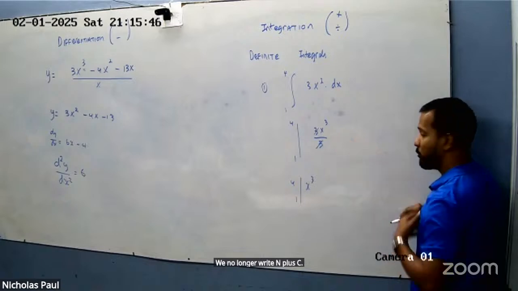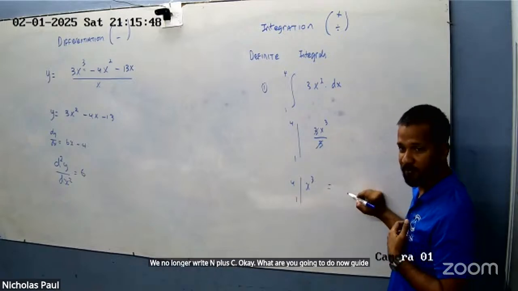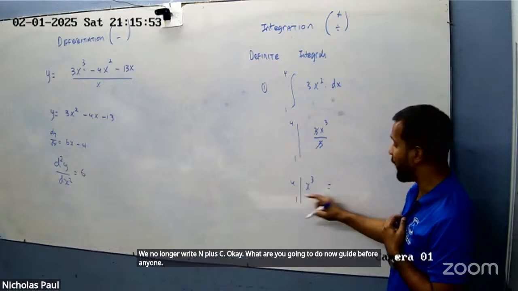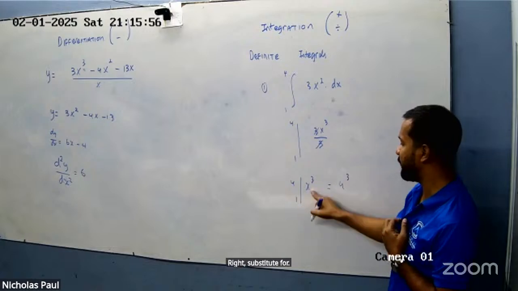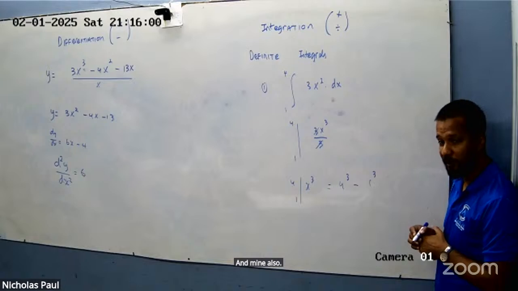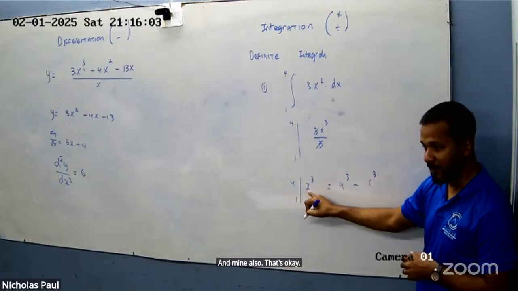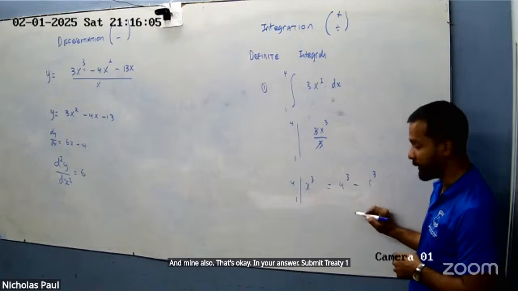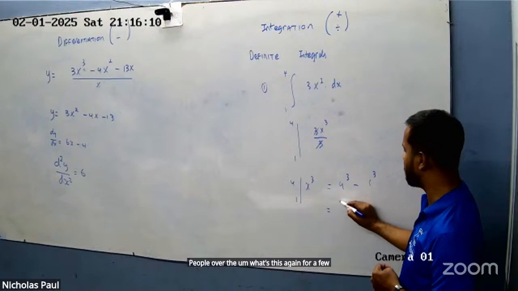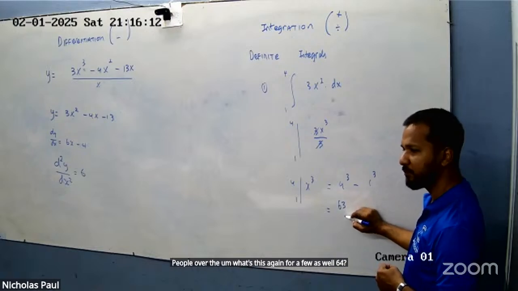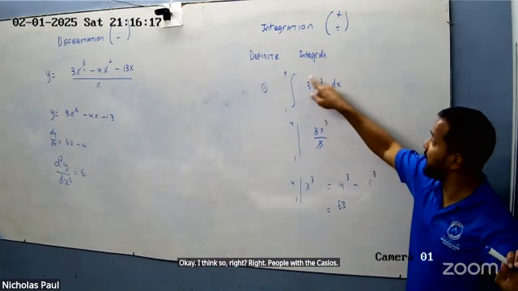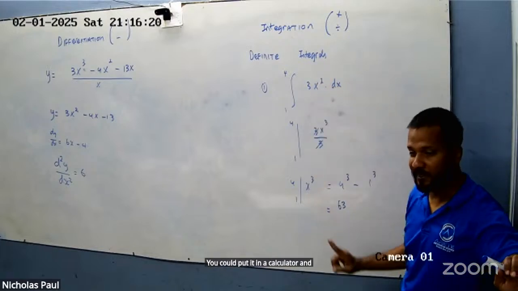What are you going to do now with the 4 and the 1? Substitute 4, and then substitute 1, and minus. So you substitute the 4 in your answer, substitute the 1 in your answer, and work it out. 4 cubed is 64. People with the Casios, you can put this in a calculator and you'll get it. Check and see.